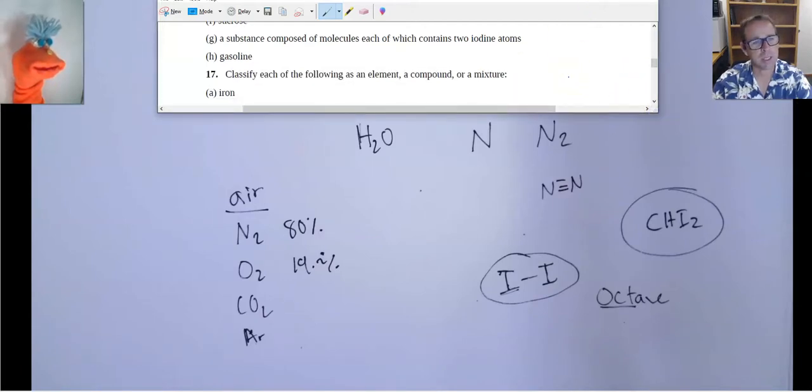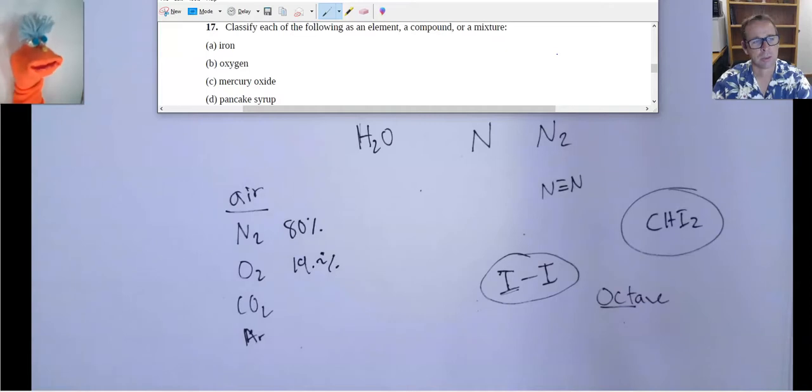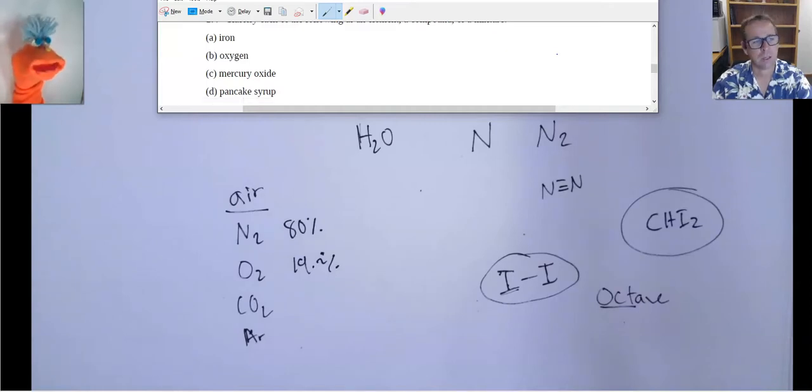Okay. Element, compound, or mixture. We're still going here. Iron. That's an element. Good. Oxygen. That's an element. Mercury oxide. Got mercury and oxygen, so that's a compound. Very good. Pancake syrup. That's an element. What? No, I'm just kidding. Must have sugar and water, so it's got to be a mixture, right? Yeah. Pancake syrup, sugar, water, vanilla, food coloring, maple flavoring, maybe some other salts, right?